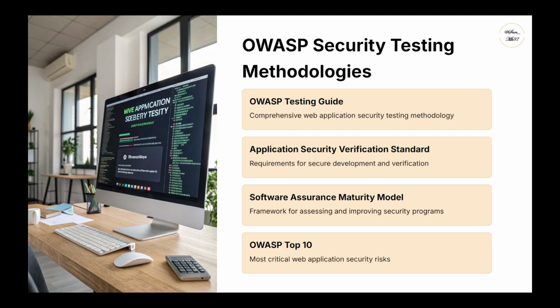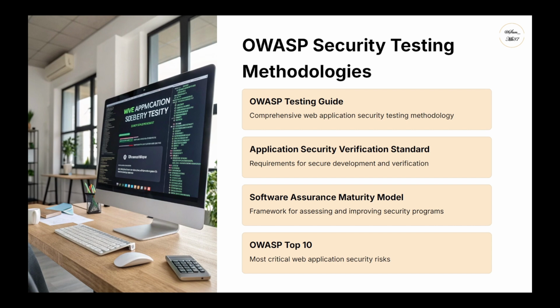making it a go-to resource for penetration testers and also developers. Next, we have the Application Security Verification Standard, or ASVS, which provides a set of well-defined security requirements for developing and testing secure applications. It's structured across different levels of assurance, allowing teams to align security goals with the sensitivity of the system they are building. Then we have the Software Assurance Maturity Model, or SAMM, which is a framework for evaluating and improving an organization's software security practices. It helps identify gaps in your current security program and also provides a roadmap for maturing over time.